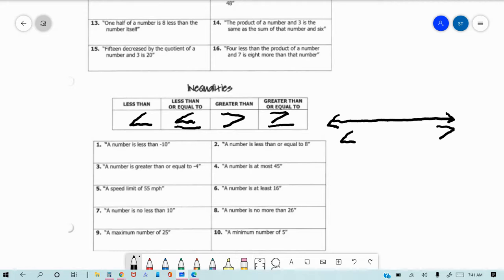Okay, so a number is less than negative 10. A number is less than negative 10. So we have the number, and less than is this sign here, and then negative 10. Okay.